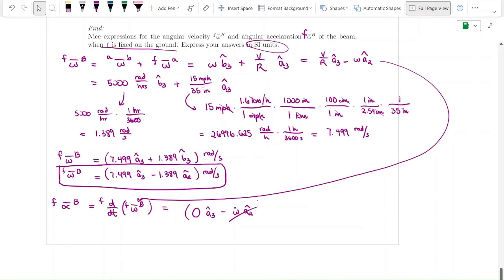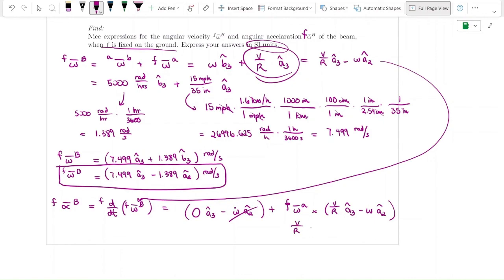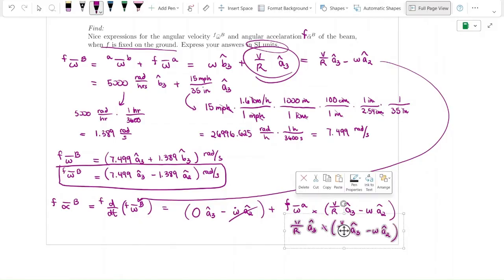So this is the time derivative with respect to the frame it's written in, but then we have to do the omega of A with respect to the F frame crossed with the original vector, which is just V over R A3 hat minus omega A2 hat. And omega of A in F is what we found here, which is V over R A3 hat, crossed with V over R A3 hat minus omega A2 hat. Because we found that above, right?